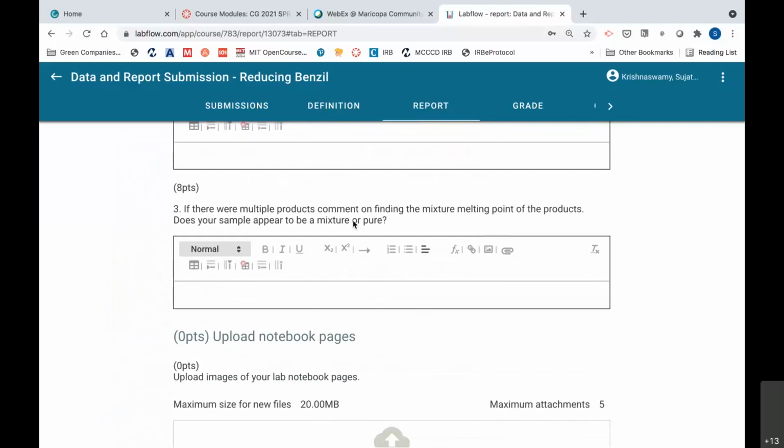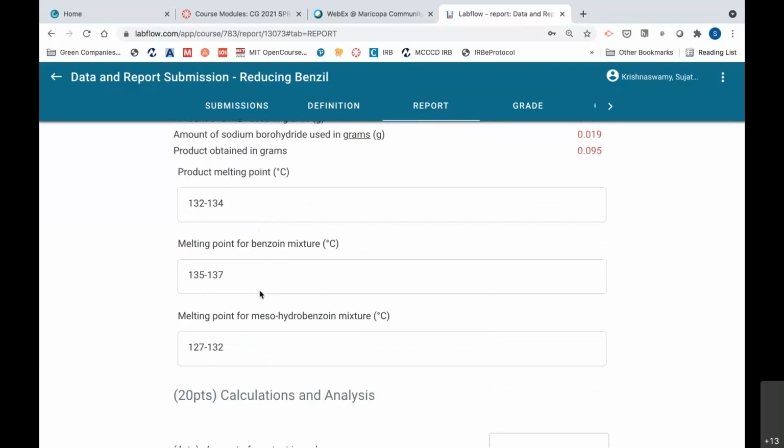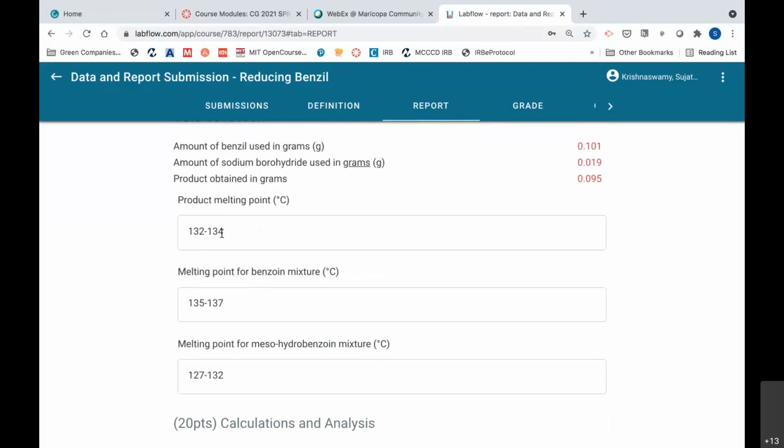There are multiple products. Comment on finding the mixture melting point of the products. Your product is pure. It's not a mixture because you're getting a sharp melting point. It's not in the same exact range, but it's not too off. 134, 135, 137, that's kind of expected, because benzoin that was purchased from the manufacturer may not have used your synthetic protocol. You'd have used a different protocol. This is not the only way to make benzoin.